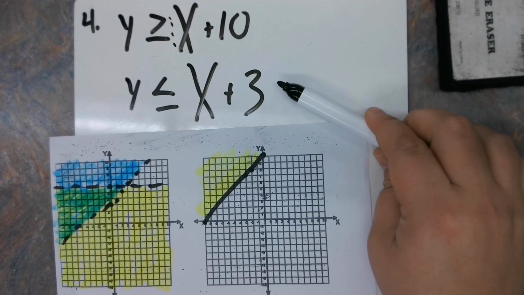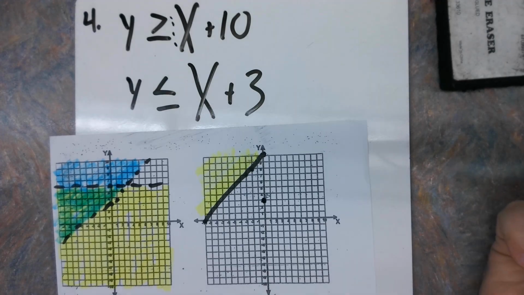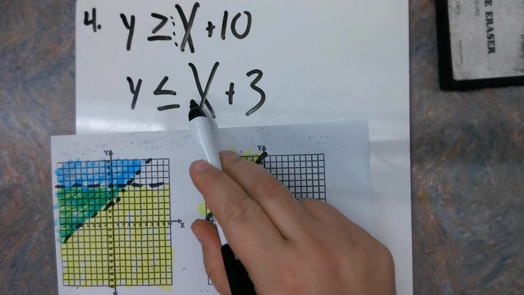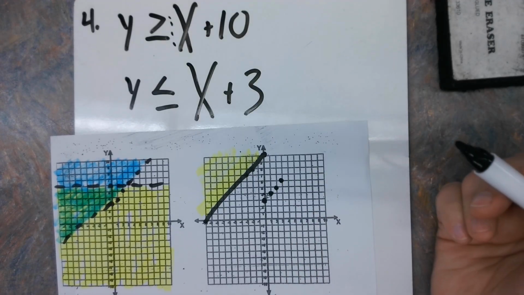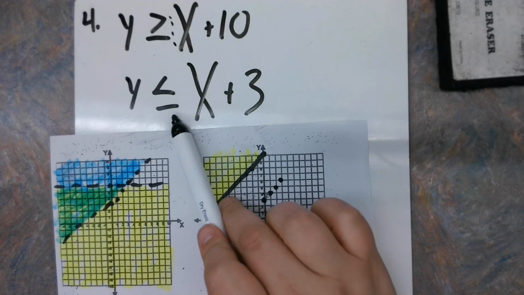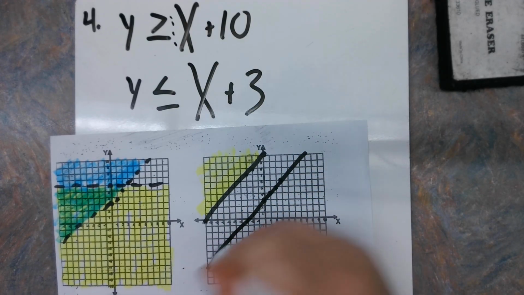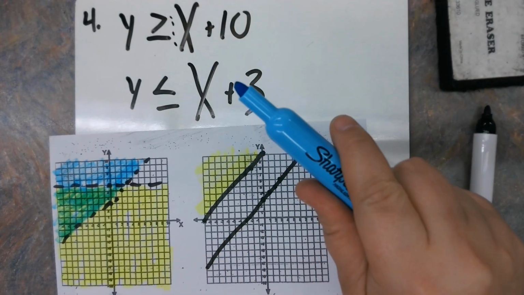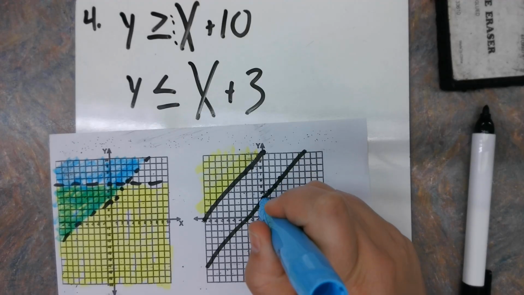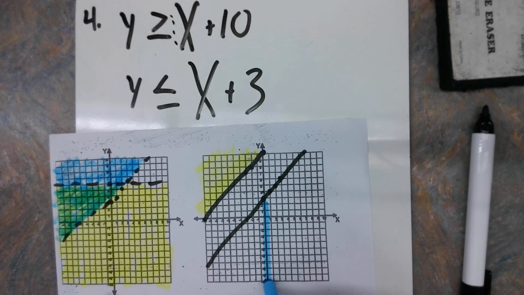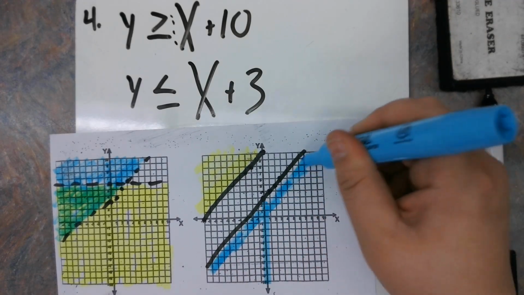Now I have to do my second line. My y-intercept is 3, so I'm going to put a point on 3. My slope is 1, so up 1, right 1, up 1, right 1, up 1, right 1. My line is going to be solid, so I'm going to draw a solid line. And then it's time to shade again. This says y is less than, so if I start here, y gets less, it gets smaller when I go down, so this is the area that I'm going to shade. So I'm going to shade everything here.